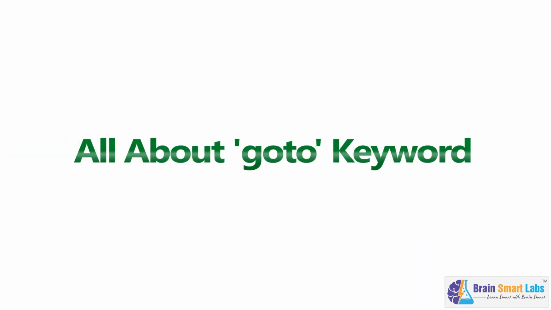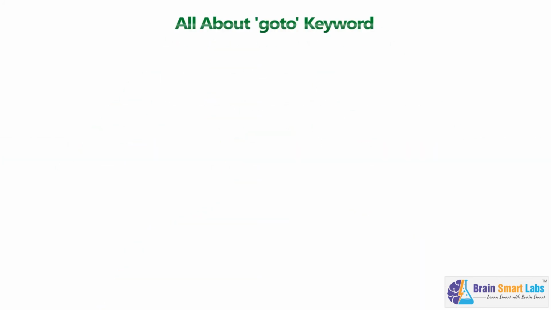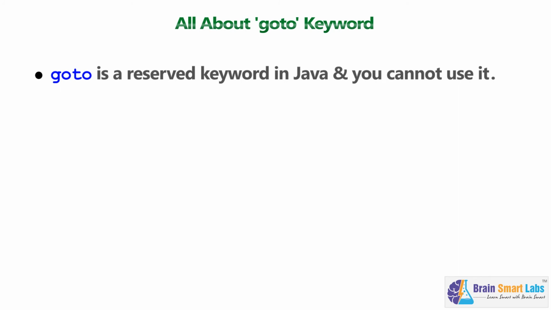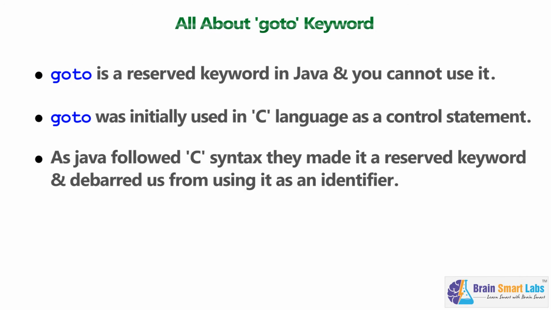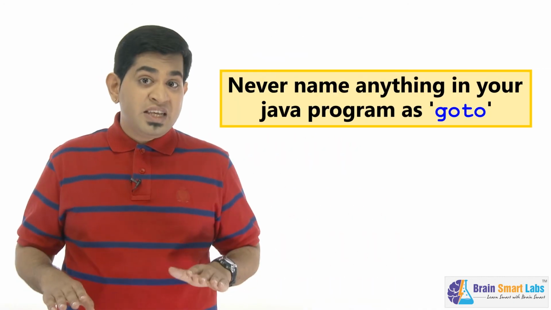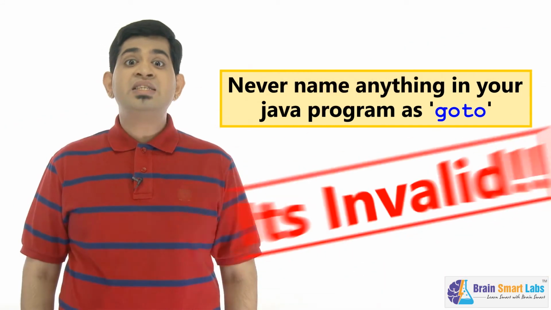The next branching statement we are going to show you is nothing but goto keyword. All about goto keyword. Goto keyword in Java is a reserved keyword and you cannot use it. Goto was initially used in C language as a control statement. As Java followed C syntax, they made it a reserved keyword and debarred the same from using it as an identifier. Funda is simple. Never name anything in your Java program as goto. It's invalid.